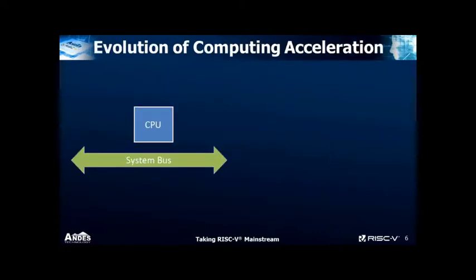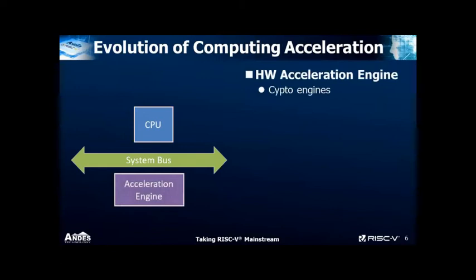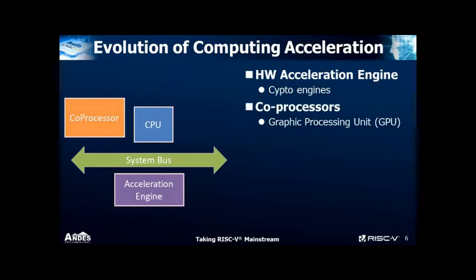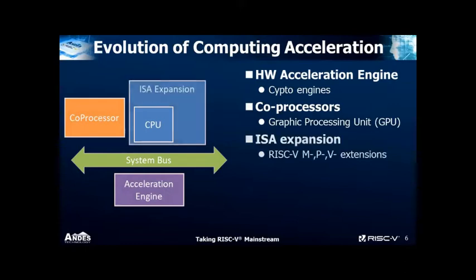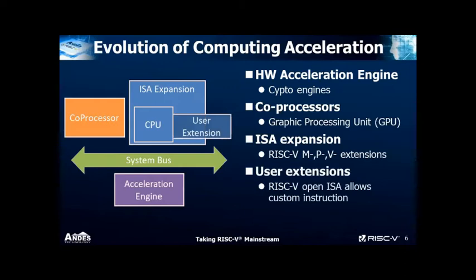If I look at the evolution of computing acceleration, there are 4 major methods. First is the acceleration engine, like a crypto engine. The second is the coprocessor, for example, GPU. The third one is the ISA expansion, such as RISC-V M extension, P extension, or V extension. And the last one is the user extension, like RISC-V Open ISA that allows designers to add custom instructions.